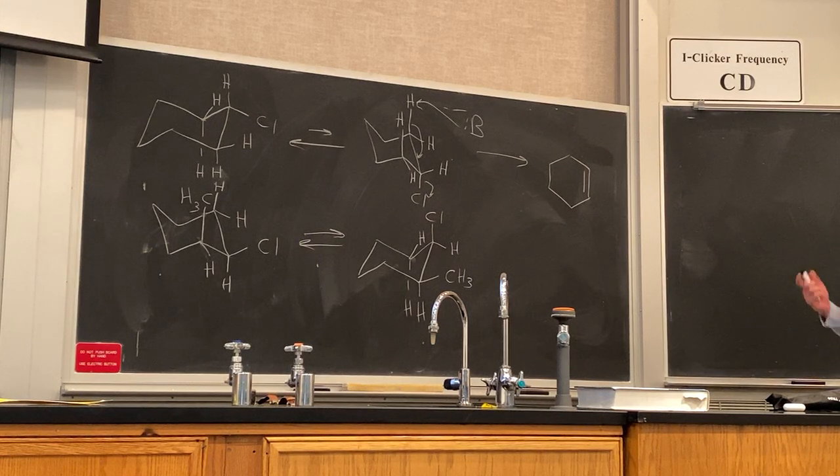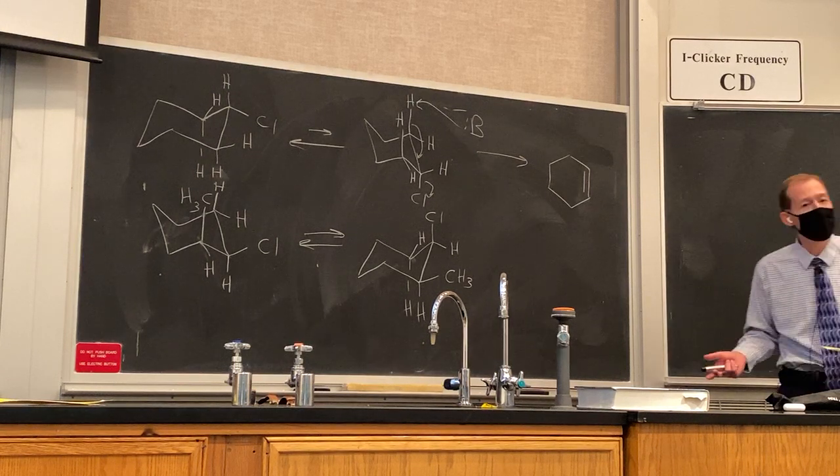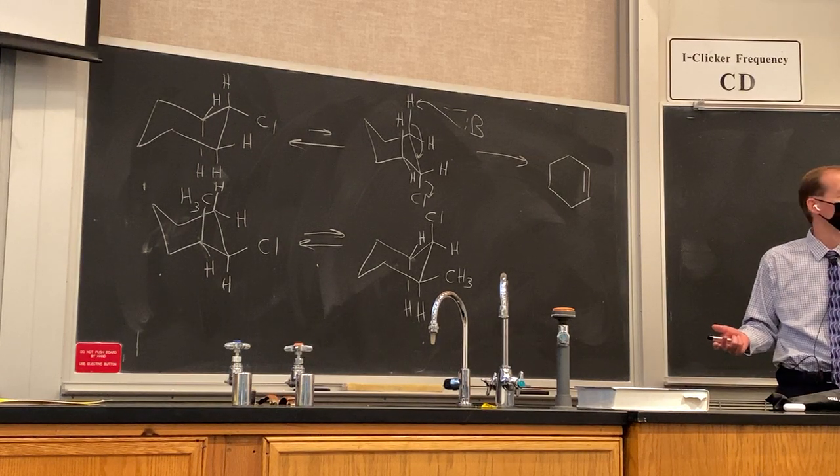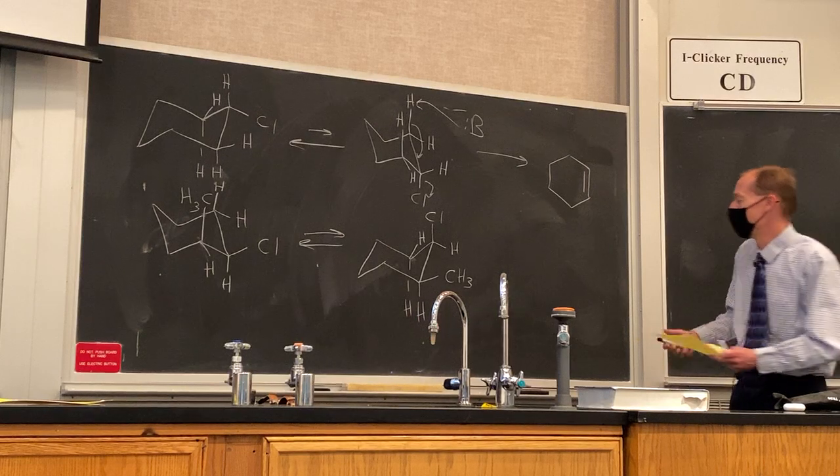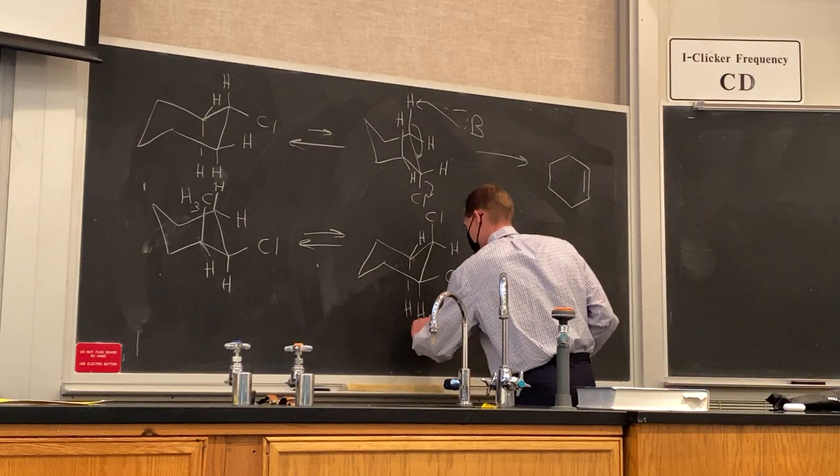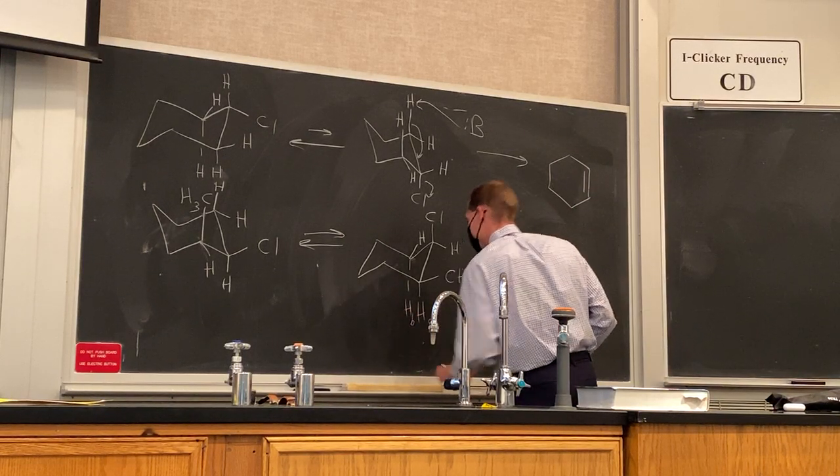And this one does have our chlorine axial. Do we have any beta hydrogens that are axial? Okay. We have 2 beta hydrogens that are axial. I'll label them as HA and HB.